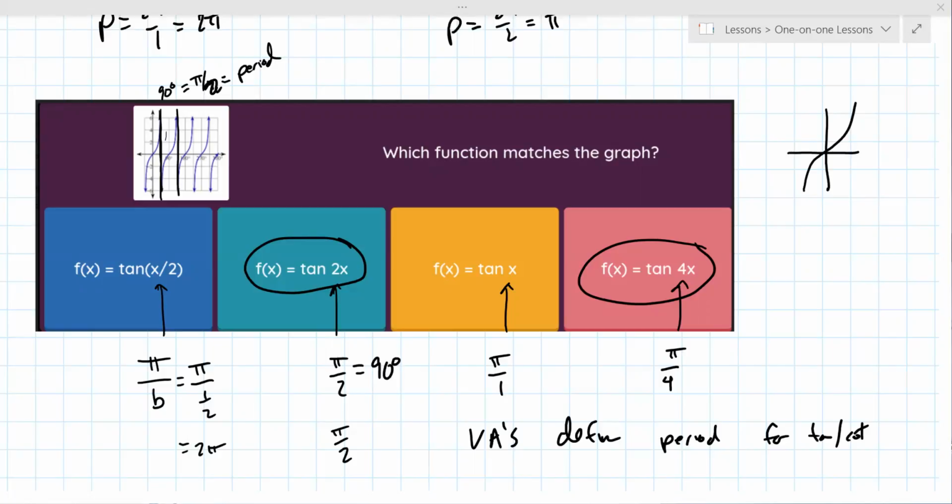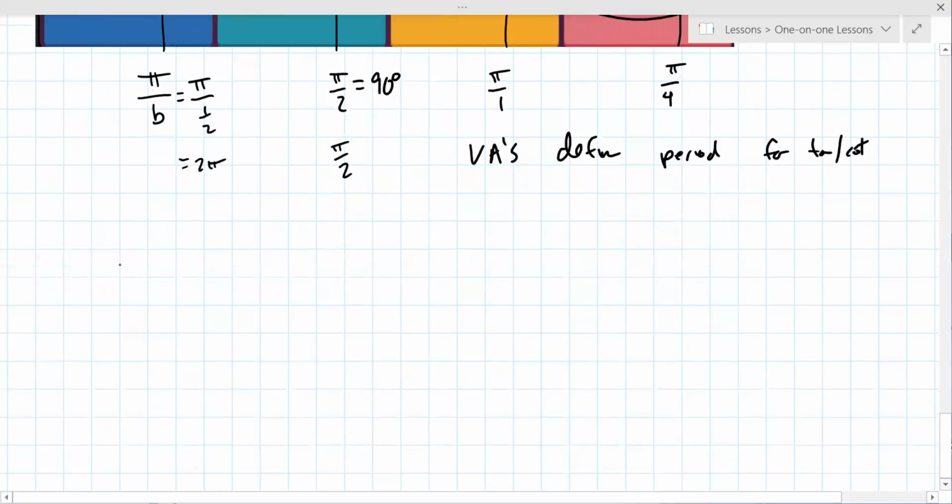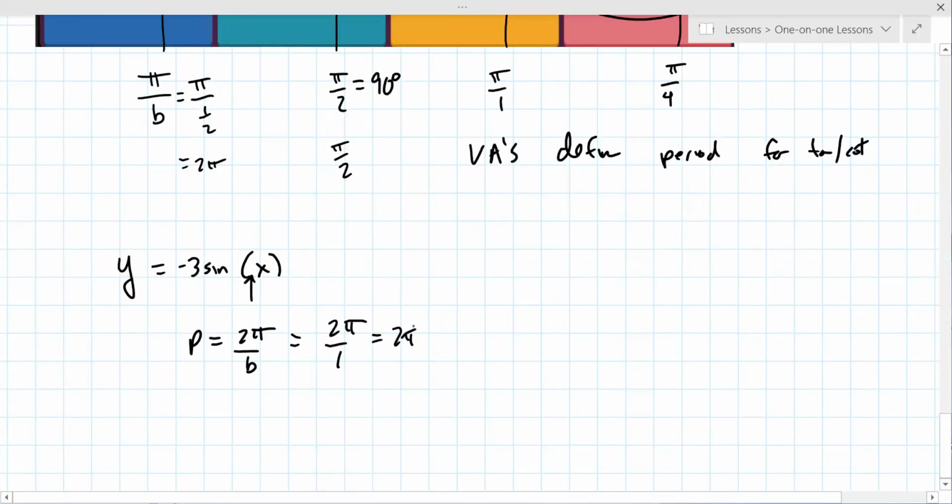Okay, there it is. What is the period of y equals minus 3 sine x? The period is 2 pi over b. Y equals minus 3 sine x. Period is 2 pi over b. B in this case is that number right in front of x, 2 pi over 1, which is 2 pi. That's correct.